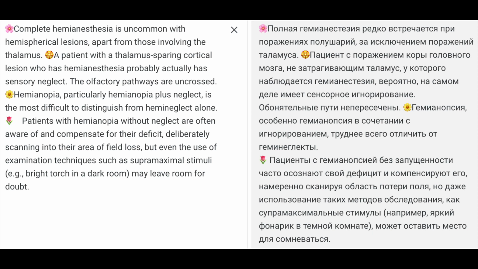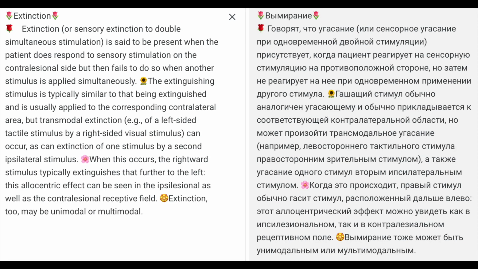Hemianopia, particularly hemianopia plus neglect, is the most difficult to distinguish from hemineglect alone. Patients with hemianopia without neglect are often aware of and compensate for their deficit, deliberately scanning into their area of field loss, but even the use of examination techniques such as supramaximal stimuli, e.g., a bright torch in a dark room, may leave room for doubt.